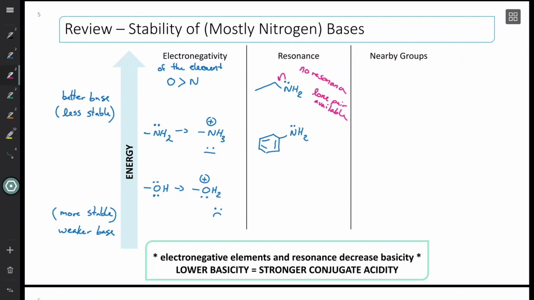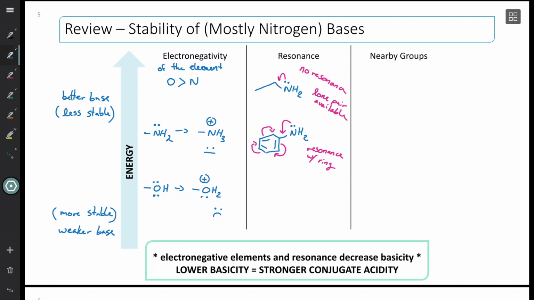Because now there's quite a bit of resonance, right? I can go here, and then I can move around the benzene ring, right? So I have resonance with the ring. That makes that lone pair less available, and aniline is less basic than a straight alkylamine.